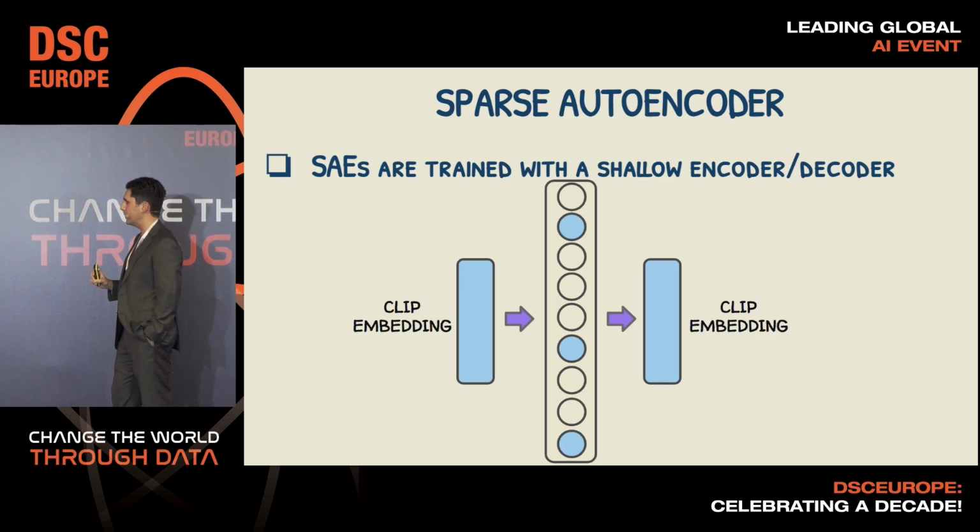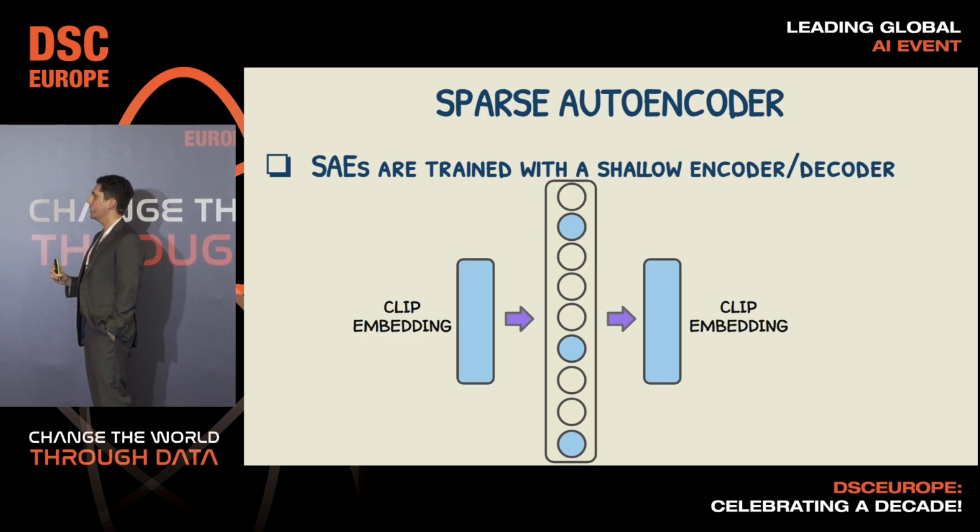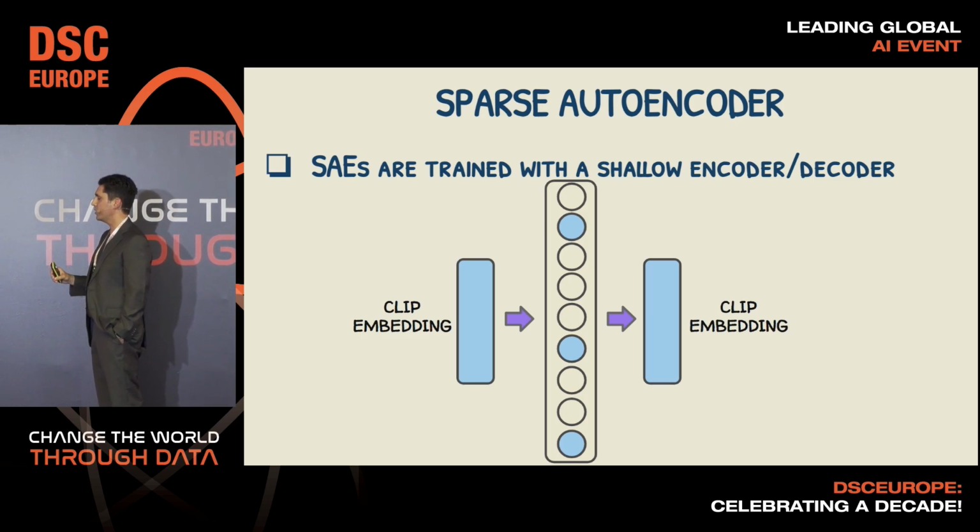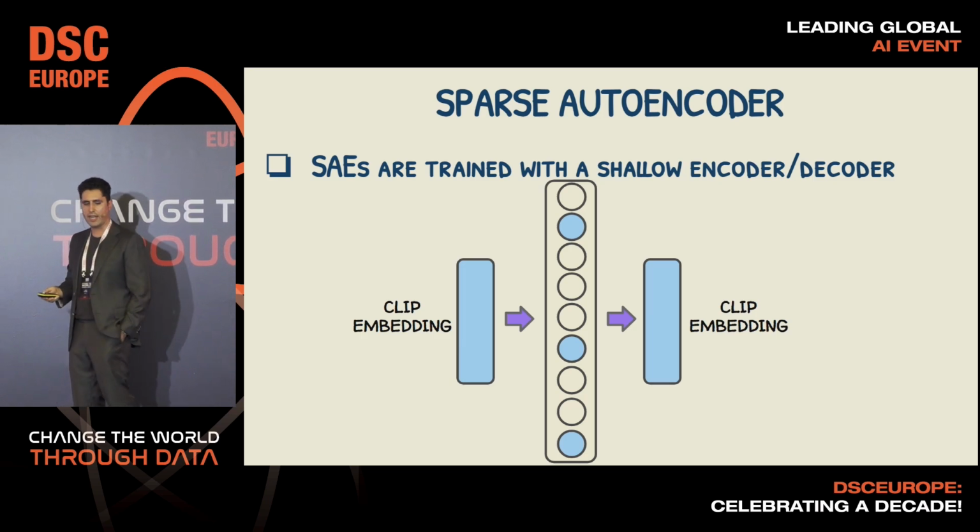So SAEs are actually a really simple concept. It's a super shallow encoder-decoder, but instead of having a very compressed layer in the middle, you actually want it to be very sparse so that only a few neurons are activated.